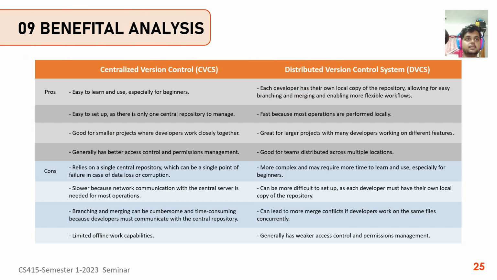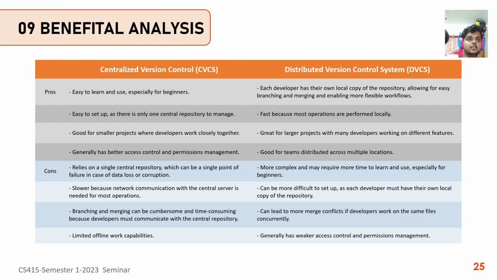Moving on to the beneficial analysis between the two version control systems. The pros for a centralized version control system: it is easy to learn and use, especially for beginners. It is easy to set up as there is only one central repository to manage. It is good for smaller projects where developers work closely together, and it generally has better access control and permissions management.